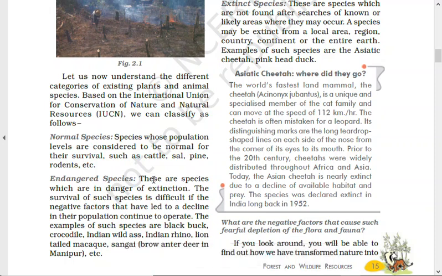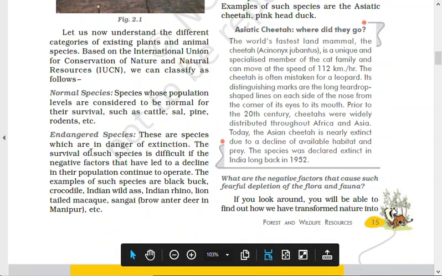Okay, and rodents and all these things we of course don't want, right? But of course they are natural players in this environment, so they are important. Okay, next is endangered species.